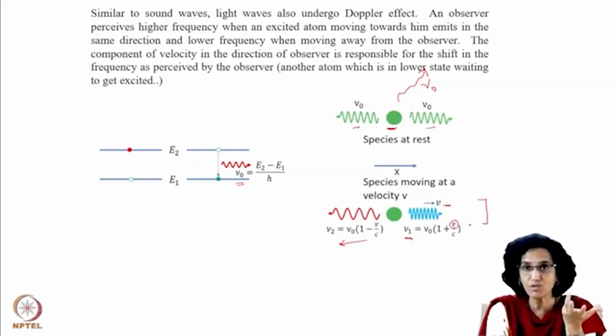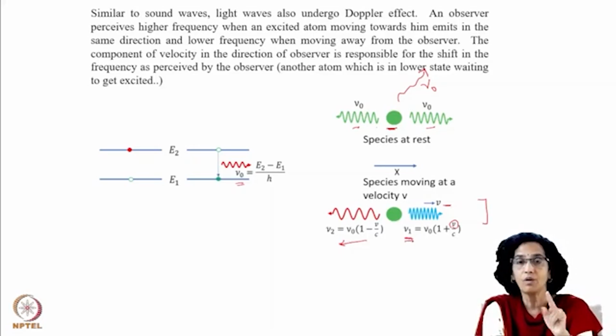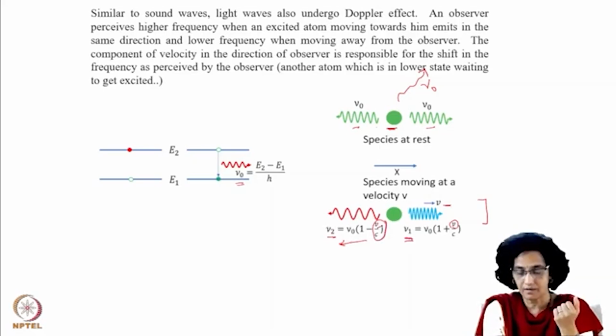Will it be nu zero, or will it be enhanced? Will it be blue shifted? No. Now it will be red shifted, and it will be given by nu2 is equal to nu zero into 1 minus v by c, where v is the velocity, which now is in the negative direction, right?